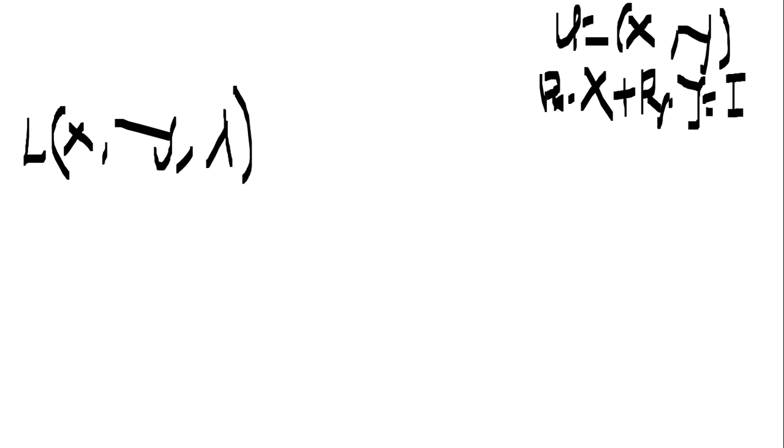Now, the format of a Lagrangian equation is like this. We are going to come up with a function which we are calling L. This function L should be a function of the units of good X, the units of good Y, and a third thing which we are calling the multiplier, or lambda. So we should come up with a function L, and this function should have X, should have Y, should have lambda.